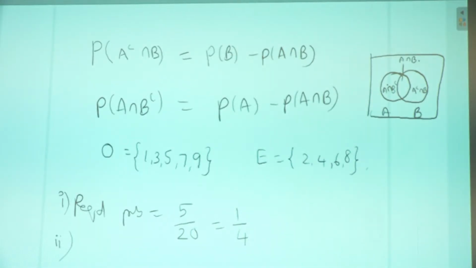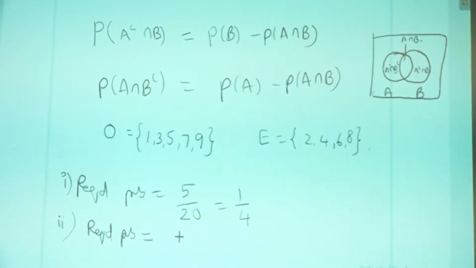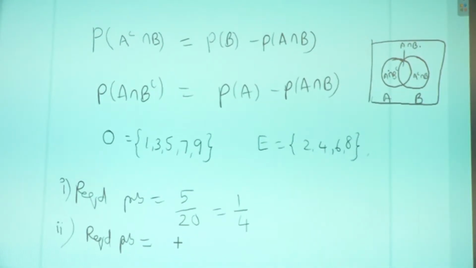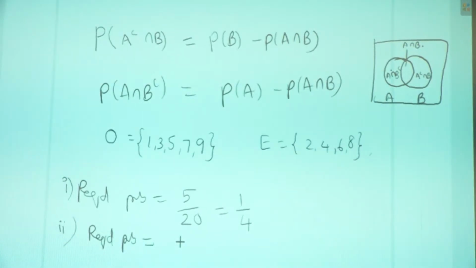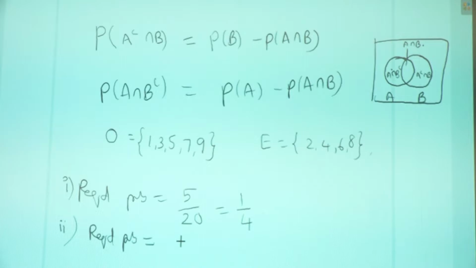Okay, see the second case. If 2 is one of the digits selected, what is the chance that the sum is odd? What is the required probability? In how many cases is 2 one of the numbers selected? 5. In the previous case, that was when the sum is odd.